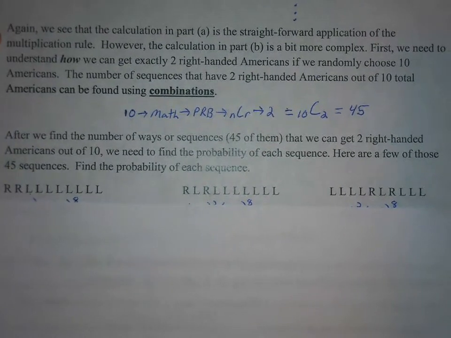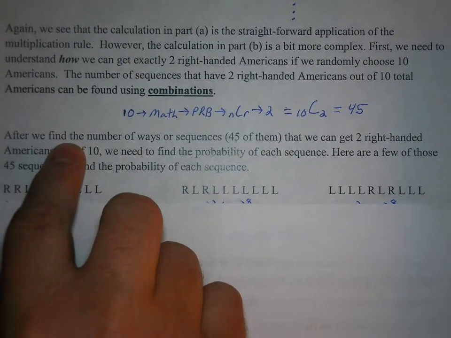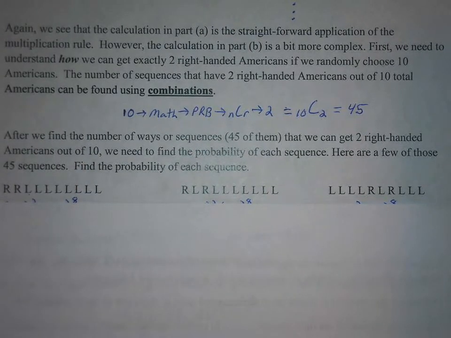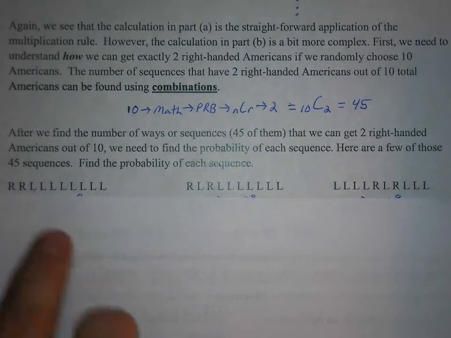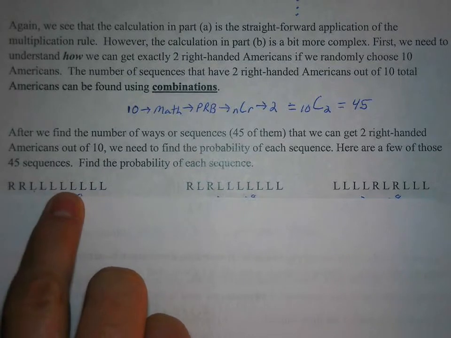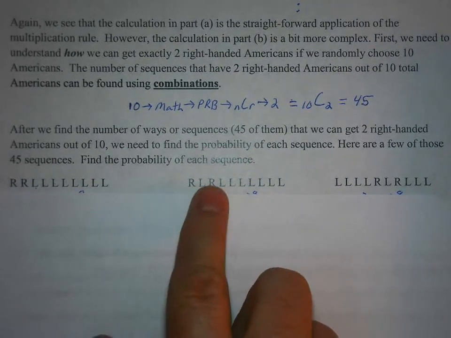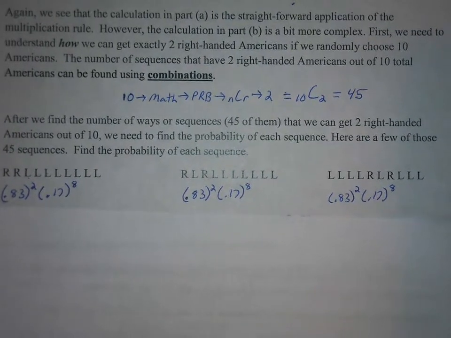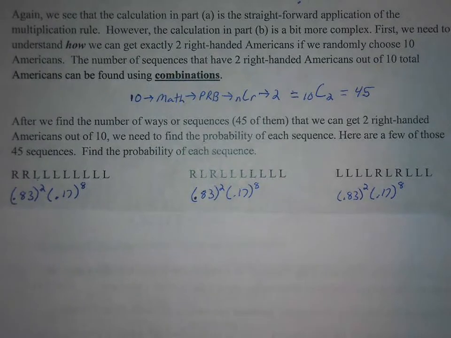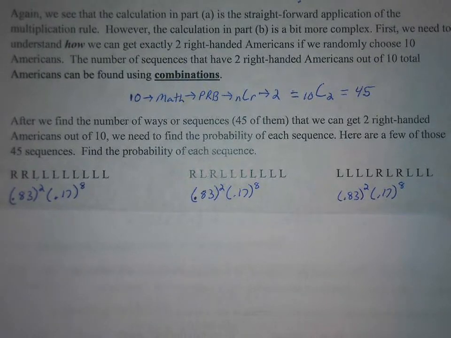Okay, so after we find the number of ways or sequences, 45 of them, that we can get 2 right-handed Americans out of 10, we need to find the probability of each sequence. So here's a few of the sequences, and if we wanted to find the probability of each, well, again, we could get 2 R's and then 8 L's. We could get R, L, R, and then 7 L's, and so on. But what we'll notice is each of those sequences has the same probability. It's 0.83 to the second times 0.17 to the eighth.